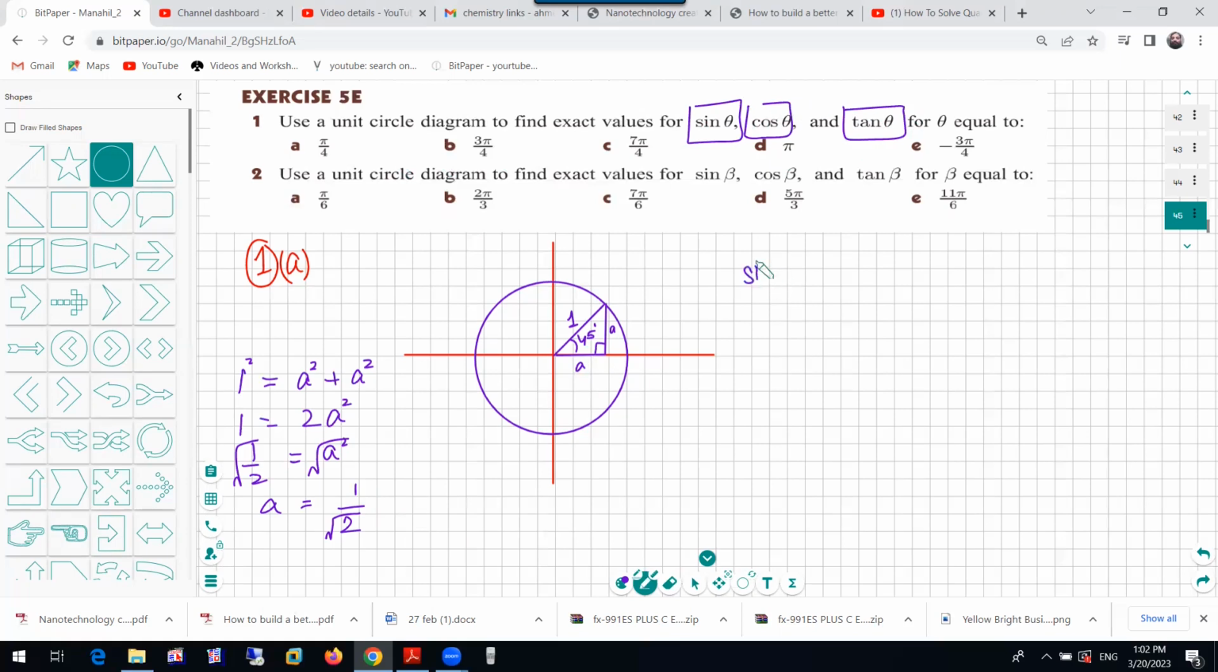So what is sine theta? Opposite over hypotenuse. Got it? And cos theta is adjacent side over hypotenuse. And the final one is tan theta, which is opposite over adjacent side. Got it? So which side is opposite here?